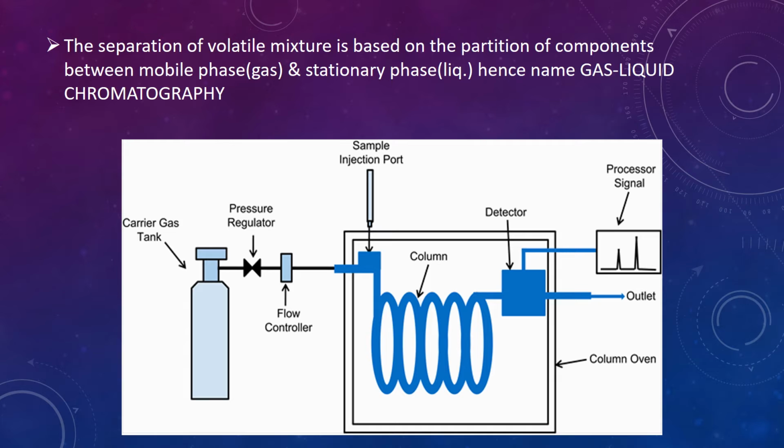Now moving on to the components of gas chromatography. Gas chromatography has a carrier gas, which is chemically inert.